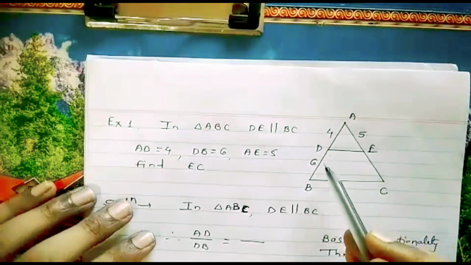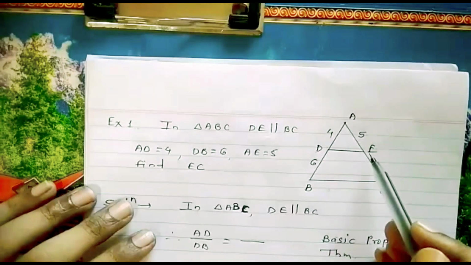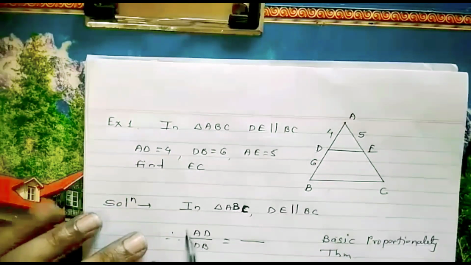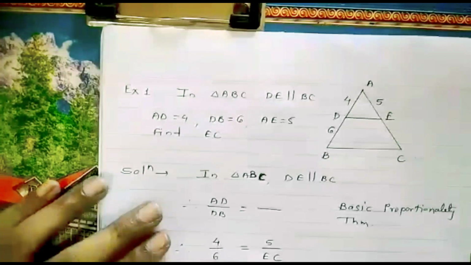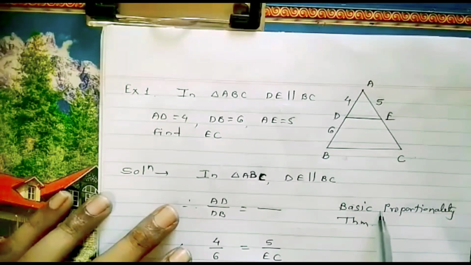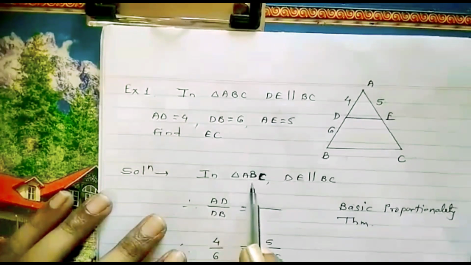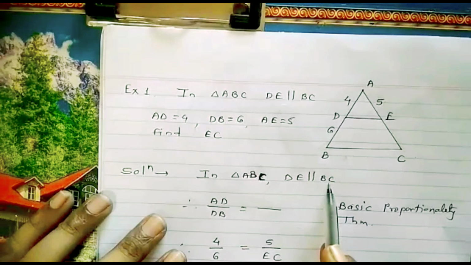AD is given 4, DB is given 6, AE is given 5, EC I have to find out. So, since the line or segment is given parallel, I will use the basic proportionality theorem. See how to proceed. Solution. In triangle ABC, DE is parallel to BC.